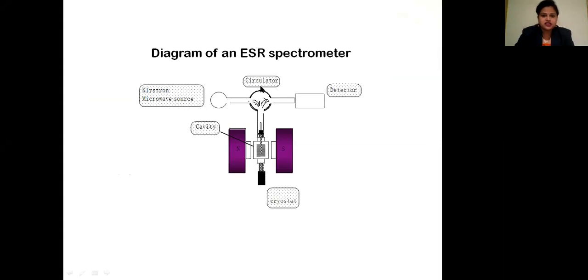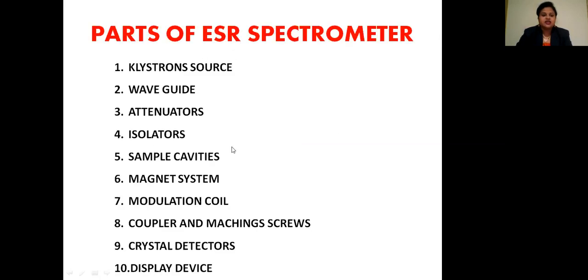Next is the circulator. Next is the cavity of the spectrometer, and N and S pole is used for the generation of the magnetic field. Then cryostat is used, and finally the detector. Here listed the most important parts of ESR spectrometer.